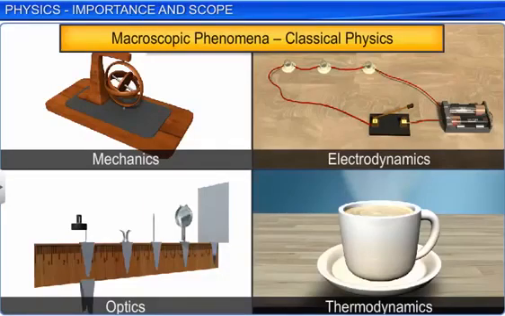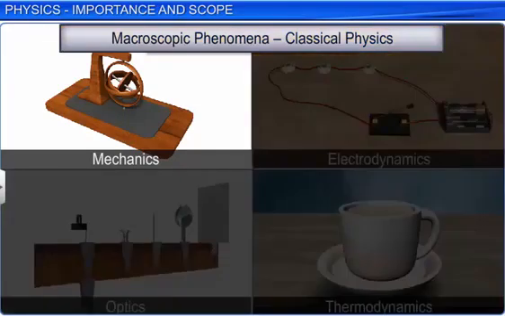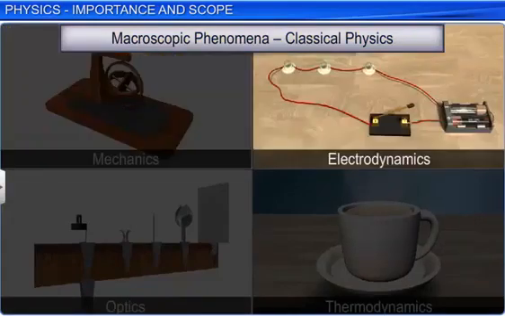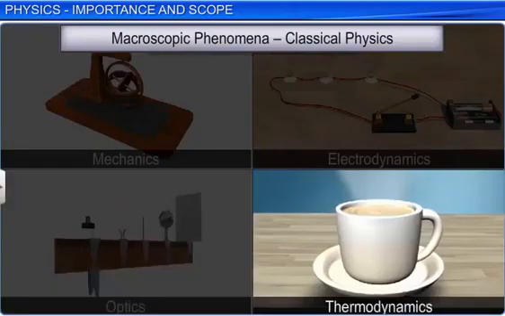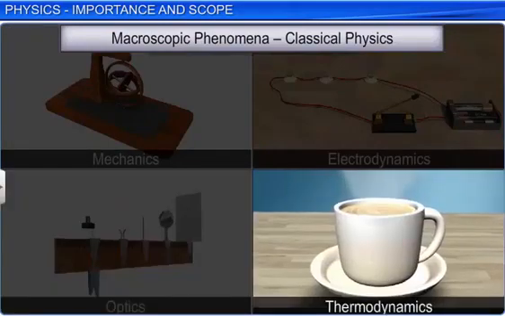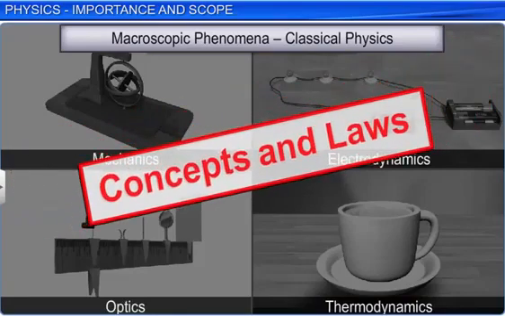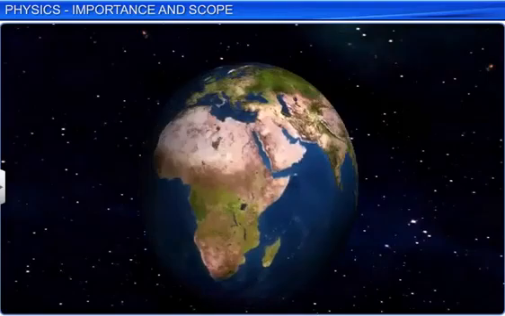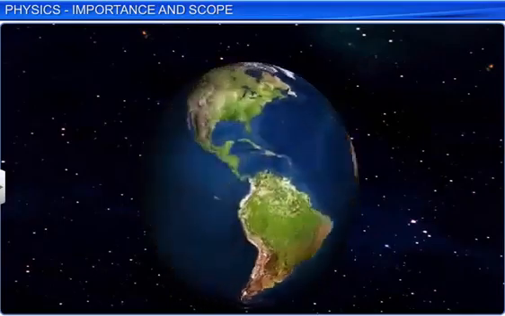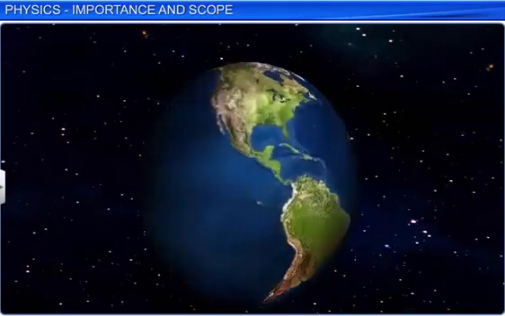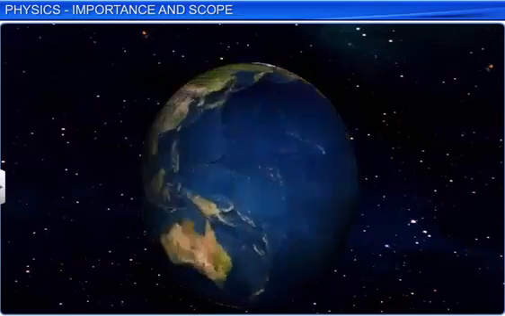In our study of physics, we will look at macroscopic phenomena under classical physics, that includes mechanics, electrodynamics, optics, and thermodynamics. In physics, we attempt to explain various physical phenomena in terms of few concepts and laws. We see the physical world as manifestation of some universal laws in different domains and with the required conditions applicable as per the contexts.